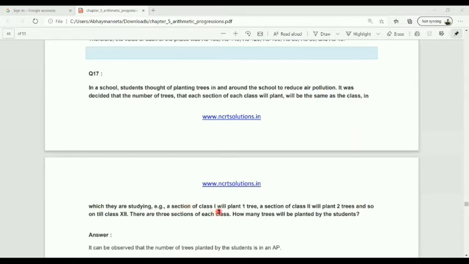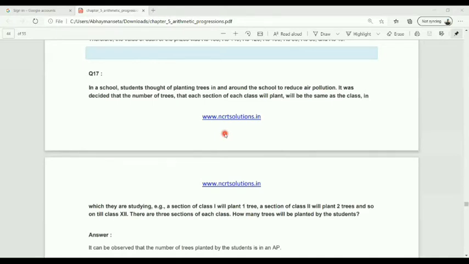Section of class 1 will plant one tree, section of class 2 will plant two trees, and so on till class 12. So here in the school there are 12 classes and each class plants trees. Class wise: suppose section of class 1 plants one tree, class 2 two trees, and so on. So here we have to find Sn.